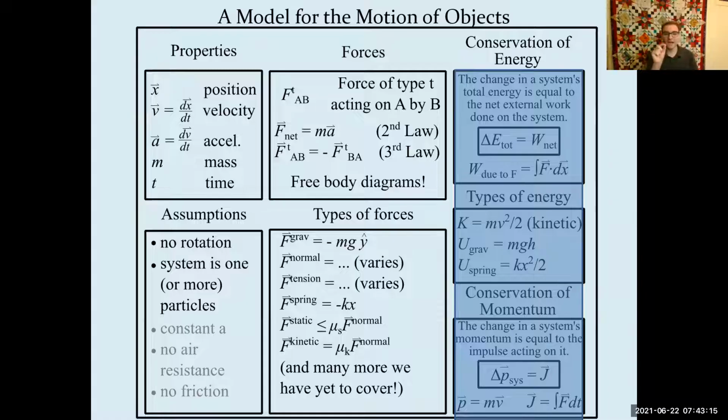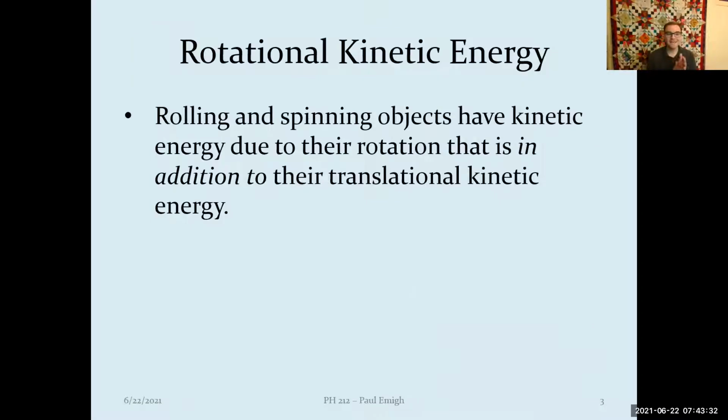And actually, as you can see up here, the work energy theorem that we had back in 211 is still perfectly useful and valid. So we can still write down that the change in the system's total energy is going to be equal to the net work done on that system. The only thing that we really need to add here is that rolling or spinning objects can have some kinetic energy that is in addition to their translational kinetic energy.